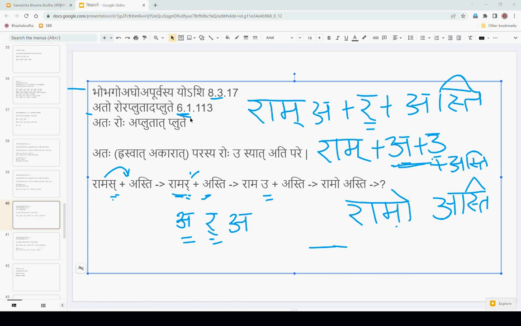The question is, now we have come to this Ramo Asti. We have reached this stage, right? That is why I put the question mark here. After that, what? We have reached this condition by applying Adgunaha, Guna Sandhi. Simple, right? Like other Guna Sandhis we have studied: Rama plus U becomes Ramo Asti. In this condition, can any other Ach Sandhi sutra be applied, or is this final? The final word shall be Ramosti.